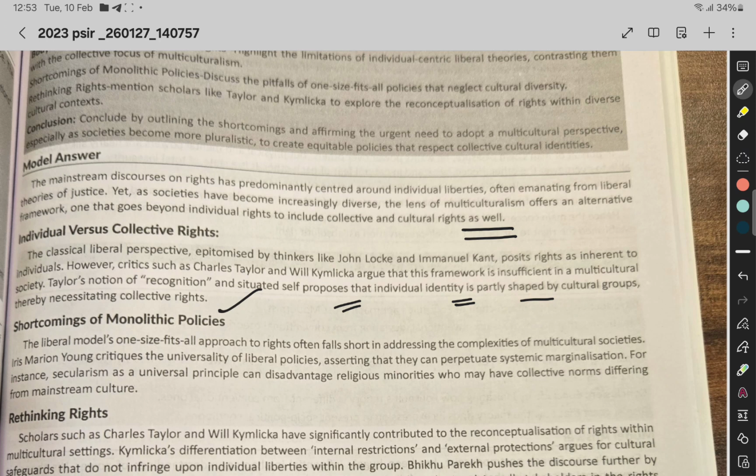addressing the complexities of multicultural society. Iris Marion Young criticizes the universality of liberal policies, asserting that they can perpetuate systemic marginalization. For instance, secularism as a universal principle can disadvantage religious minorities who may have collective norms differing from mainstream culture.